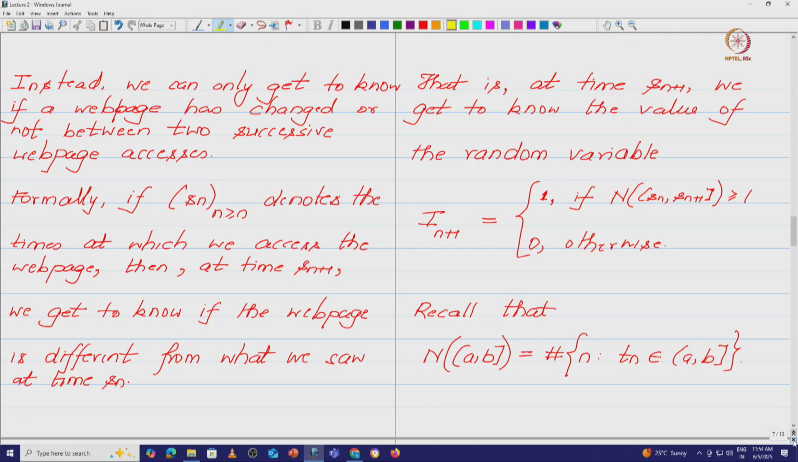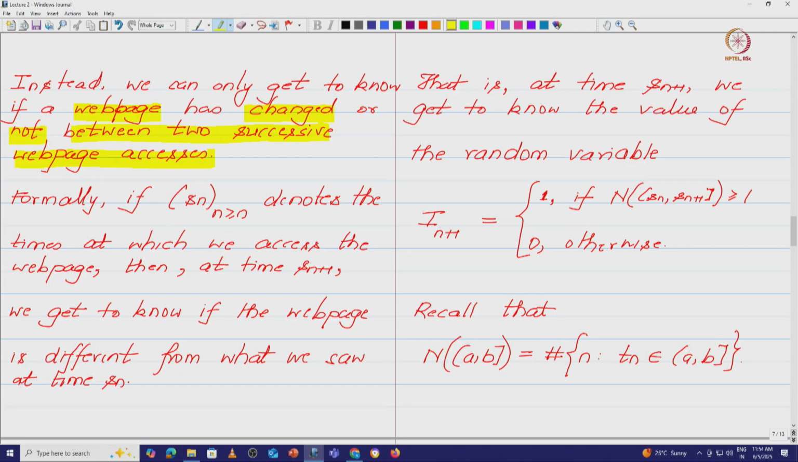Instead we can get to know if a web page has changed or not between two successive web page accesses. This is a practical suggestion. Imagine you had a web crawler that visited the web page at a certain time instance. It can download the current copy of that web page, and then visit that web page at some future time instance, and at that time again it can download the later copy of that web page.